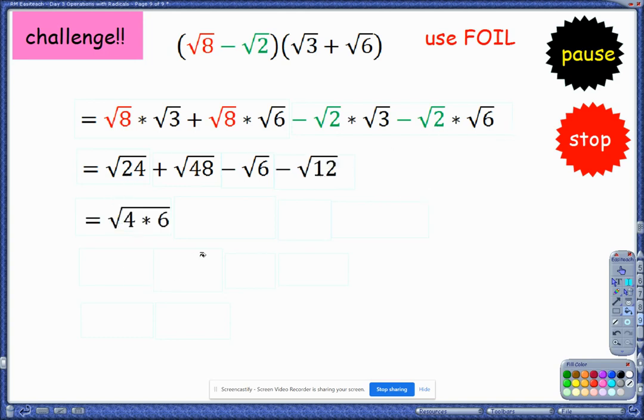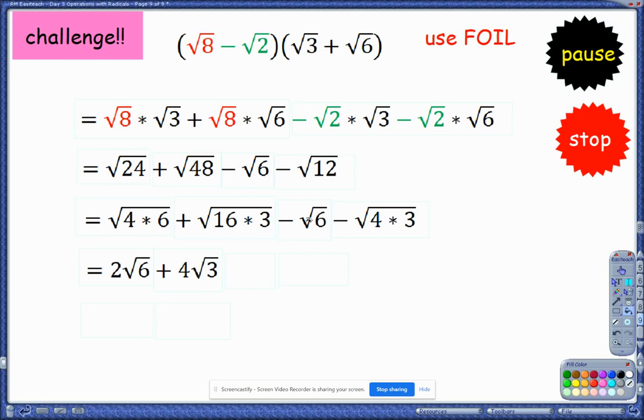24 is 4 times 6. 48 is 16 times 3. 6 cannot be simplified. And 12 is 4 radical 3. So the first term is 2 radical 6. This is going to be 4 radical 6. This stays as it is. And this is 2 radical 3. And now you're going to combine the like radicals. That's the answer.